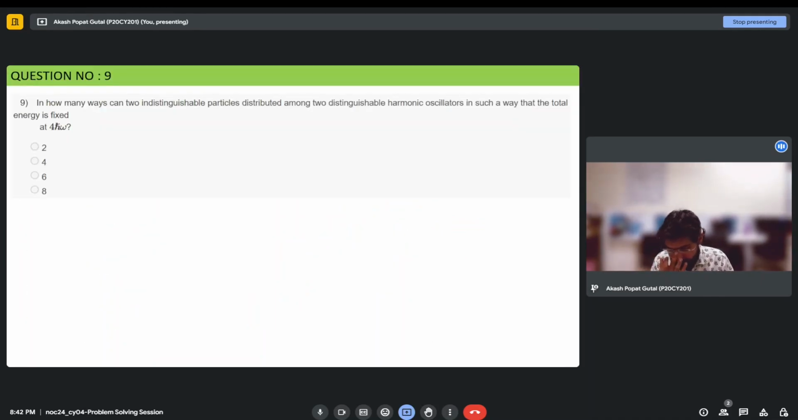So the second last question is: in how many ways can two indistinguishable particles be distributed among two distinguishable harmonic oscillators in such a way that the total energy is fixed?